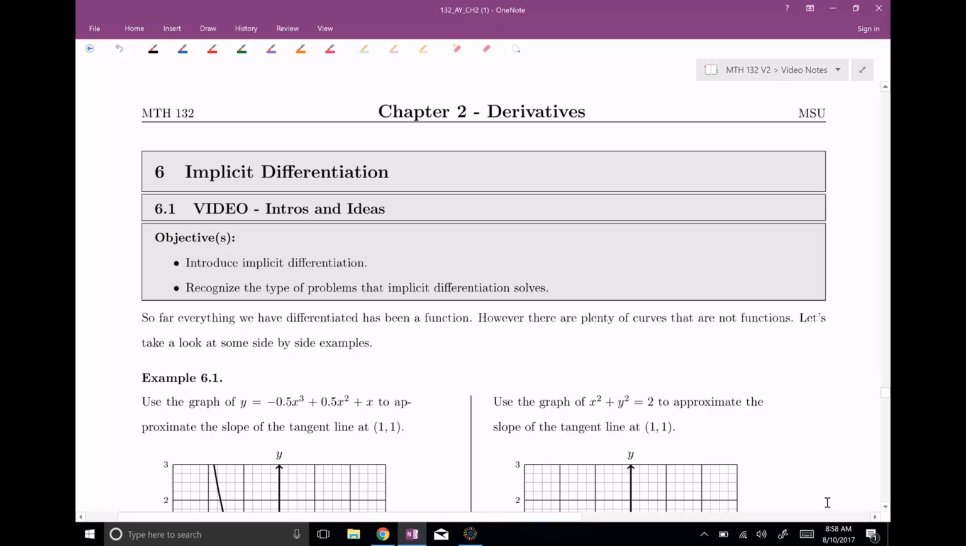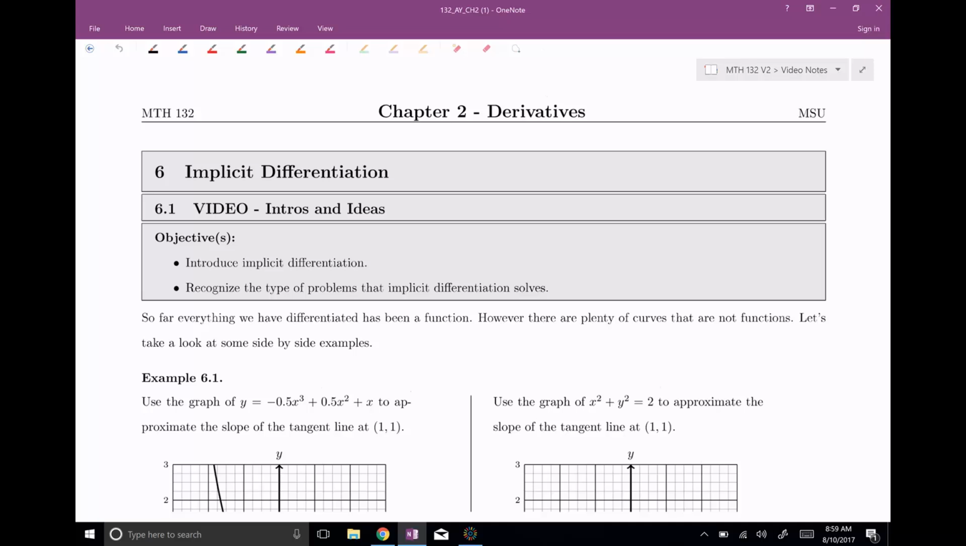Welcome everyone to section number 6. This is implicit differentiation, and I'm happy to say we have a relatively short video here for you. I just want to get you introduced to these ideas of what types of problems implicit differentiation is good for. Why do we need this thing?